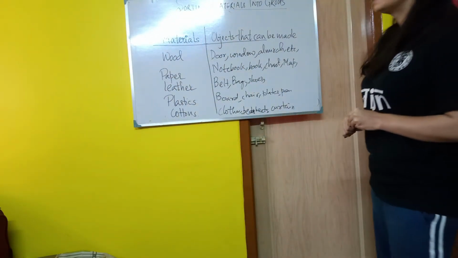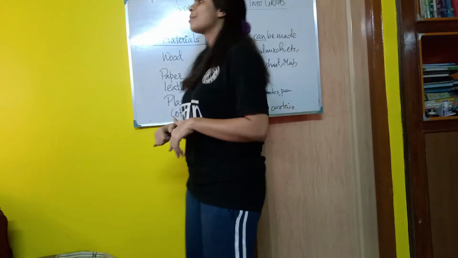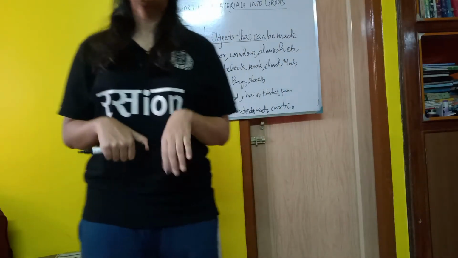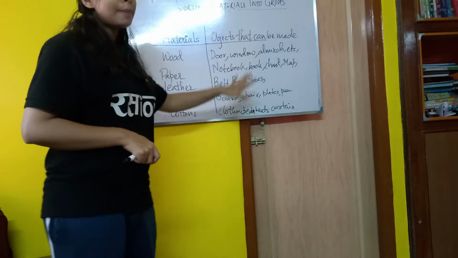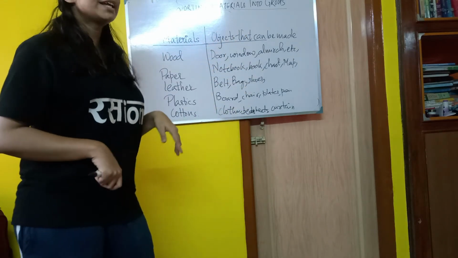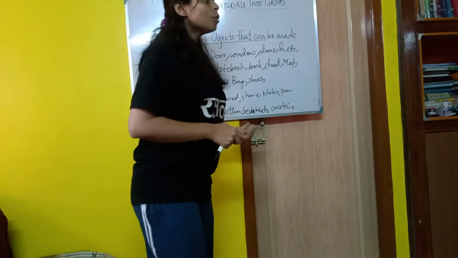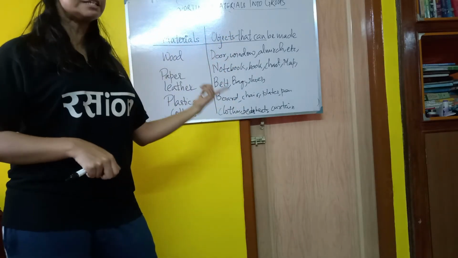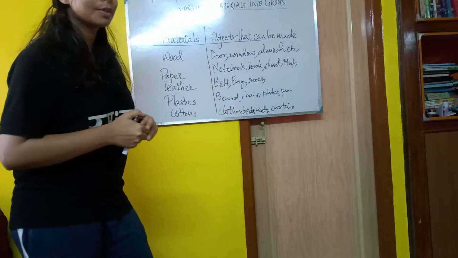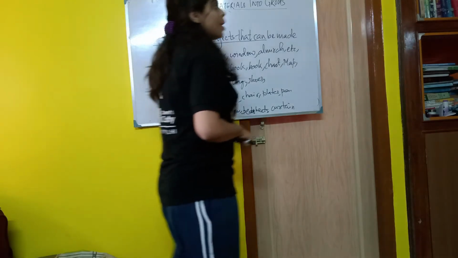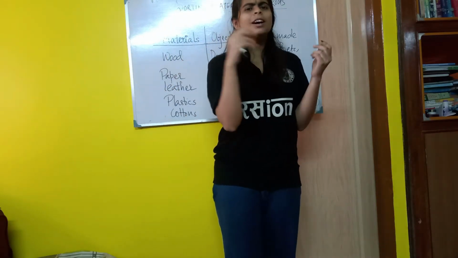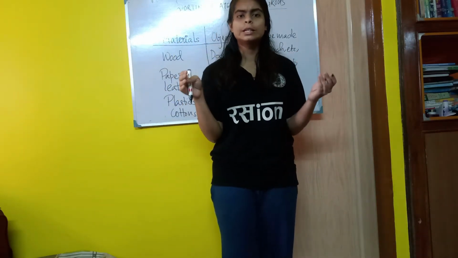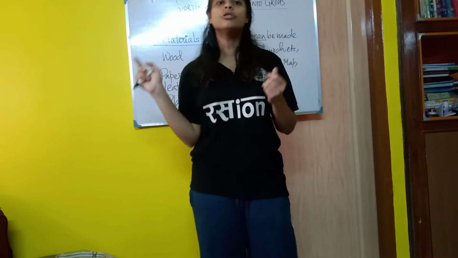So we have seen that from one material we can make various types of objects, and from what they are made we can classify. We can group the materials, or group the objects, on the basis of the materials that have been used. So we have discussed that till now. Now comes the next topic: what are the other properties by which we can group them.